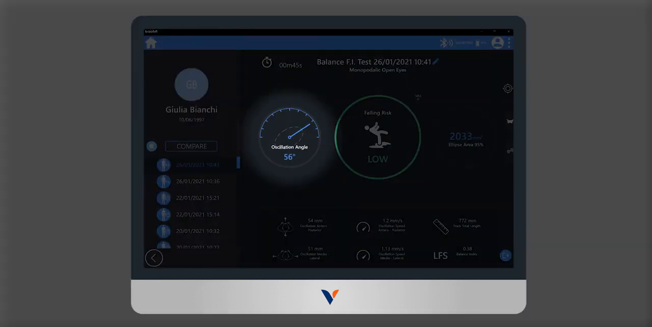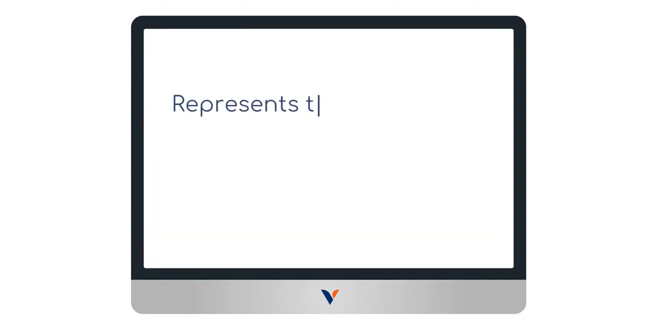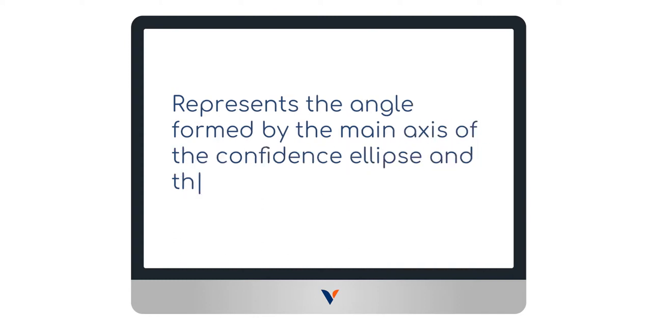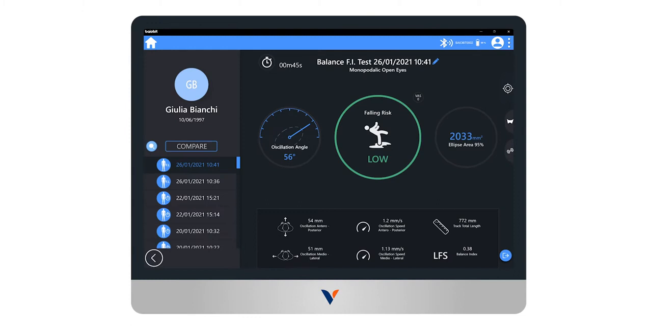Angle between the vertical axis and the main axis of the 95% confidence ellipse. It represents the angle formed by the main axis of the confidence ellipse and the anterior-posterior direction. This index allows us to perform a clinical evaluation of the subject's main oscillation direction.